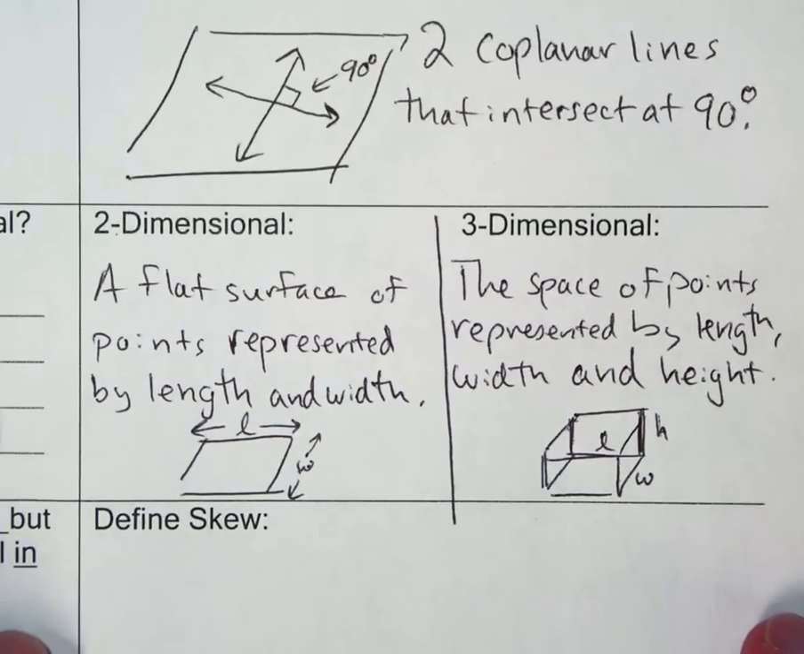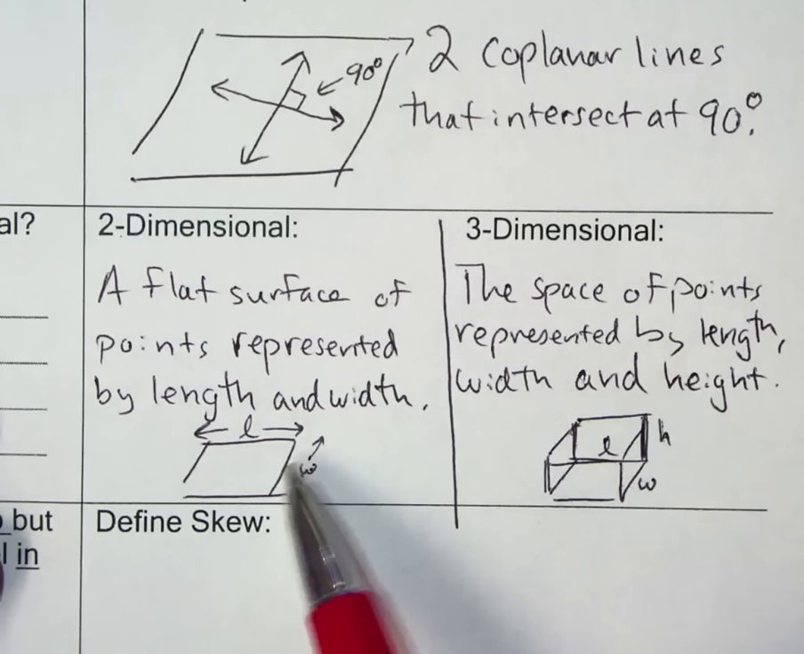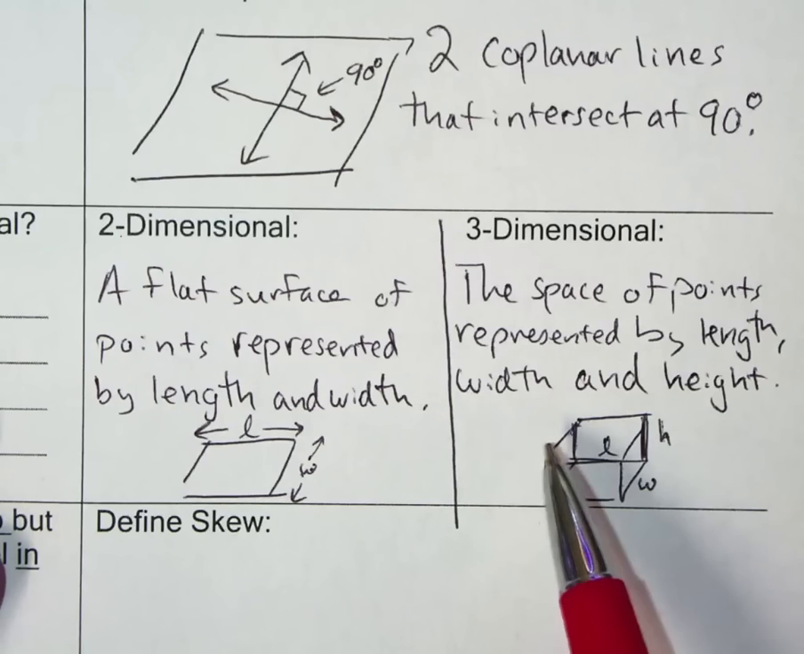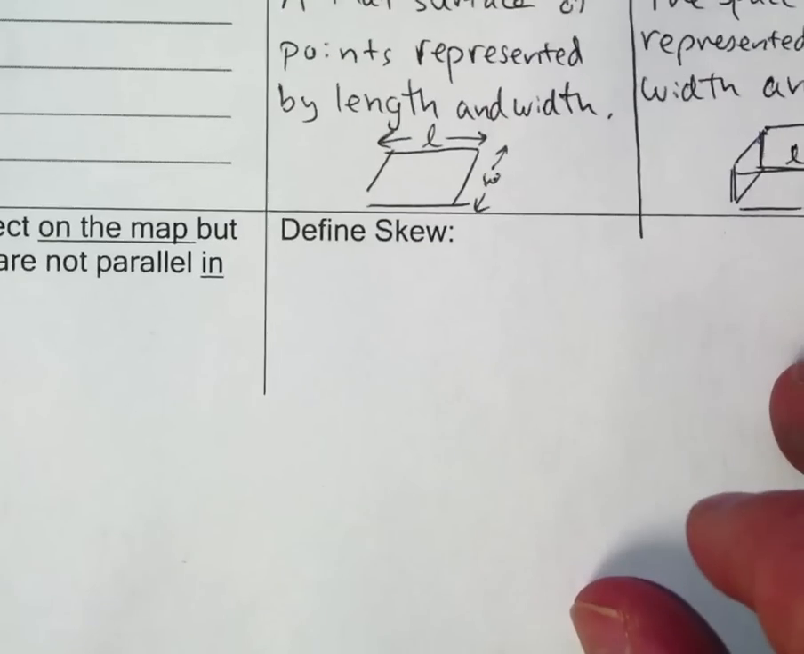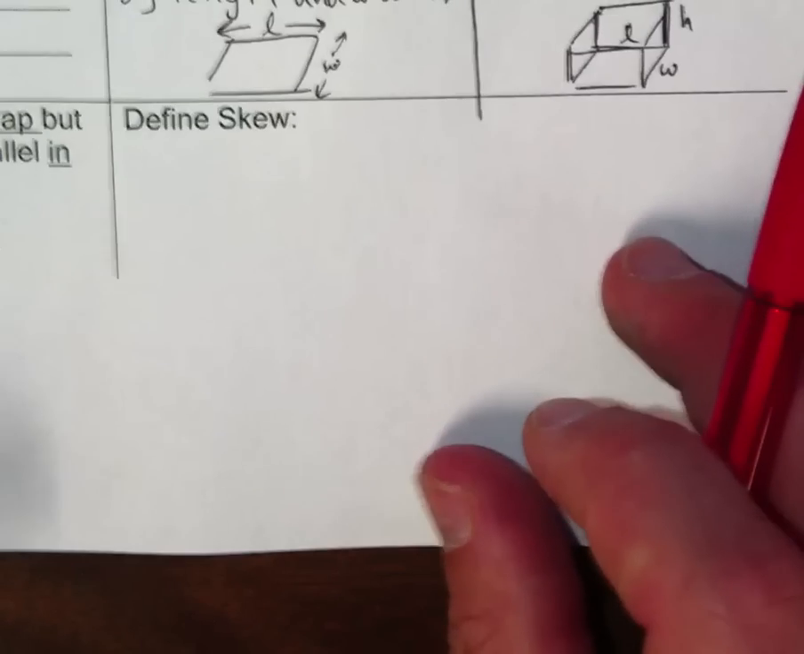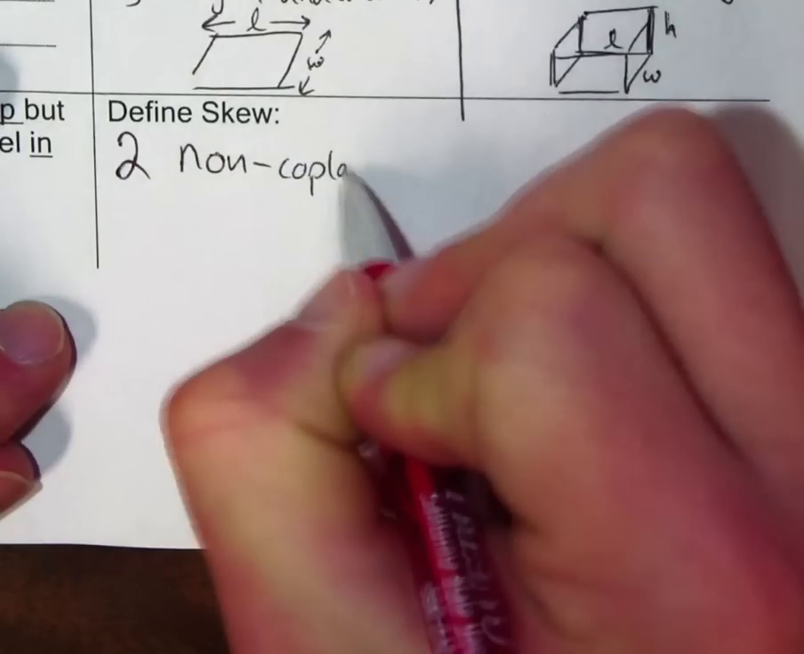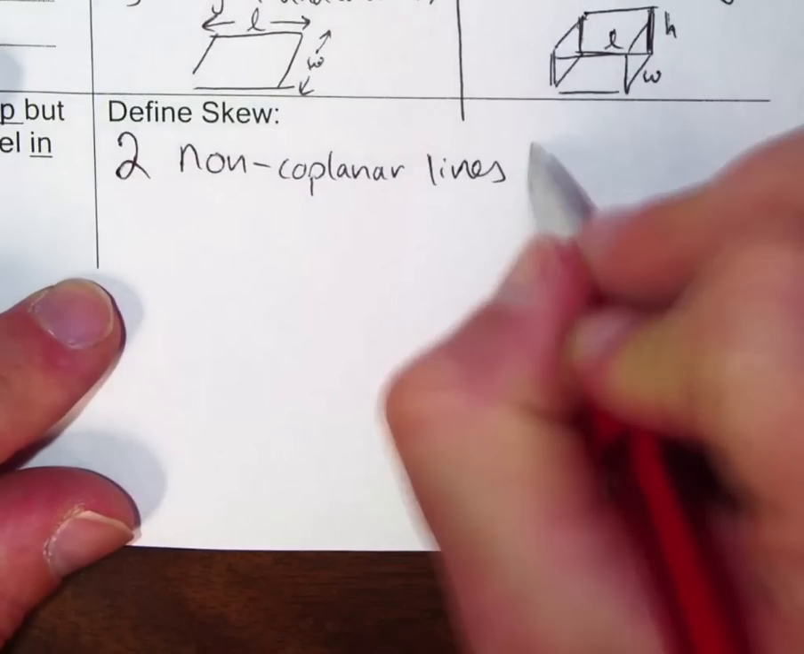So parallel lines in 3 dimensions, perpendicular lines in 3 dimensions, pretty similar here. But what happens if you have 2 lines that don't intersect, but they're not in the same plane? Well, that right there is what we're going to call skew. Skew lines are 2 non-coplanar lines that never intersect.